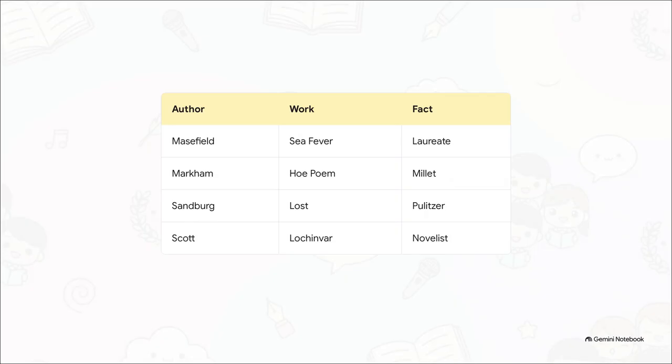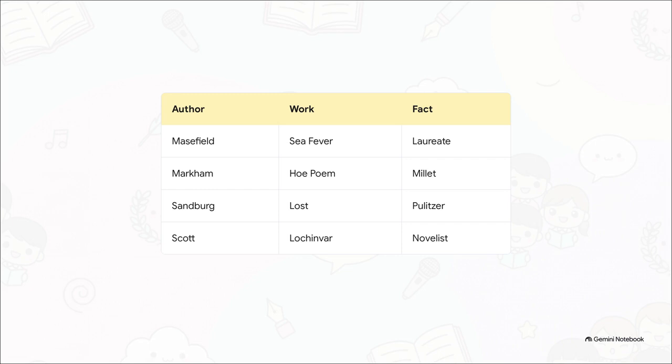Section 4, Authors to Remember. Before we hit the quiz, let's meet the brilliant minds behind the literature we just covered. These facts are absolutely essential for your exam, so listen up. First, John Masefield, who wrote Sea Fever. He actually served on a real windjammer ship in his youth before becoming poet laureate in 1930. Next up, Edwin Markham. His poem, The Man with the Hoe, was directly inspired by a famous painting by Millet, and it brought him worldwide acclaim.